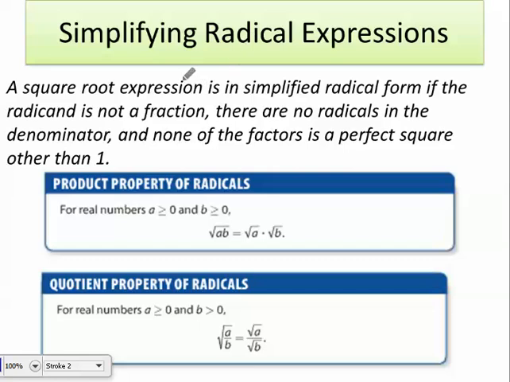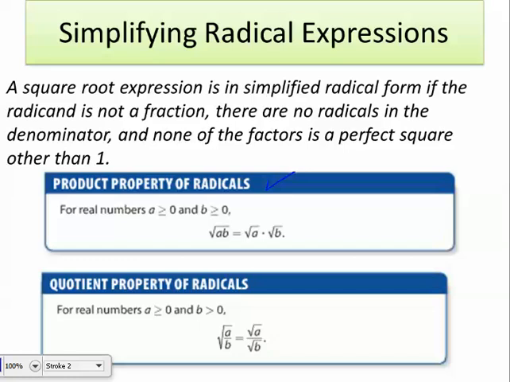First of all, when we're simplifying something in radical form, as long as a and b are not 0, the square root of a times b is equal to the square root of a times the square root of b. This is called the product property, when you're multiplying products of radicals. And the quotient property is very similar. Here a and b both have to be greater than 0. If I take the square root of a divided by b, that's equal to the square root of a divided by the square root of b.